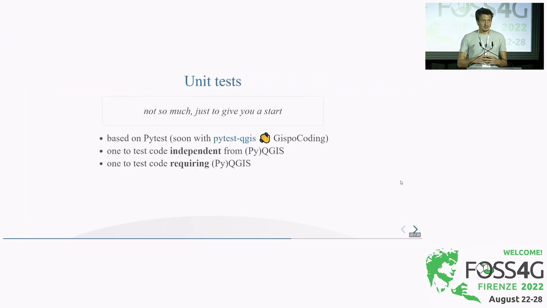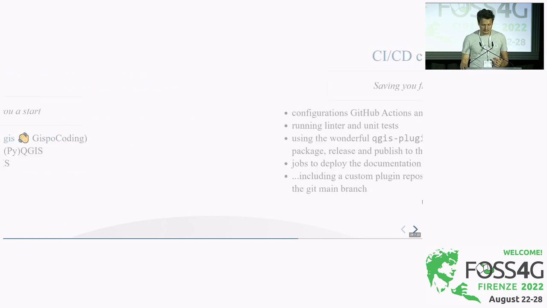Some unit tests. If you have already tried developing QGIS plugins, it's quite hard to make it work on CI, etc. So we choose to split our tests between Python modules which can be tested without PyQGIS, okay, without a QGIS install, and the other ones. And we give one example of both to manage it. And we will soon integrate pytest-qgis developed by Gispo Coding. If you are here, it's a nice tool.